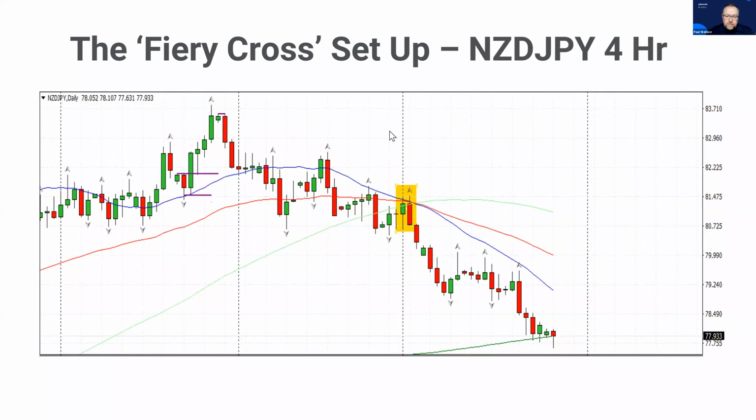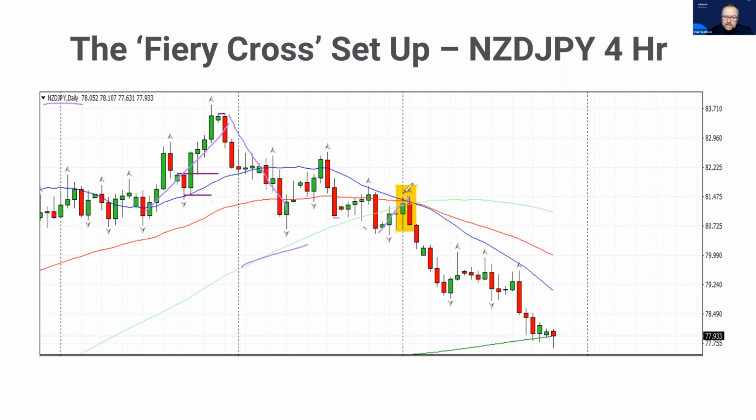So this is an example on the Kiwi dollar against the Japanese yen on the daily chart. Price has topped out and it's coming down already. It's starting to get beneath the moving averages. And as you can see, as it's crossing here, price rallies back up into it. It's also where the 200 was as well.